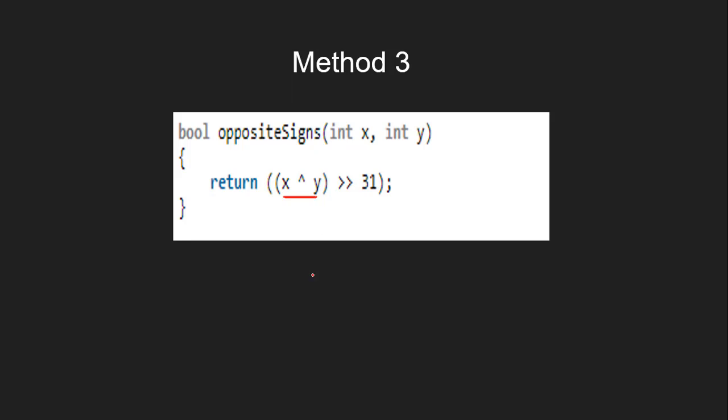And if the sign bit is set to 1, we return 1. If the sign bit is set to 0, we return 0, indicating that if the sign bit was 1, the numbers are of different signs. And if the sign bit was 0, the numbers are of same sign.